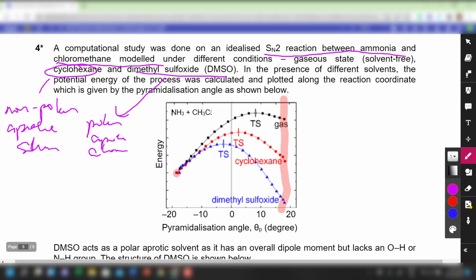Then why is it that cyclohexane is better? Well, cyclohexane is some form of solvent that can form dispersion forces, or instantaneous dipole-induced dipole interactions, at least with the non-polar electron cloud. So there is some form of stabilization, a bit. That's why you can see the stabilization. It's not so good.